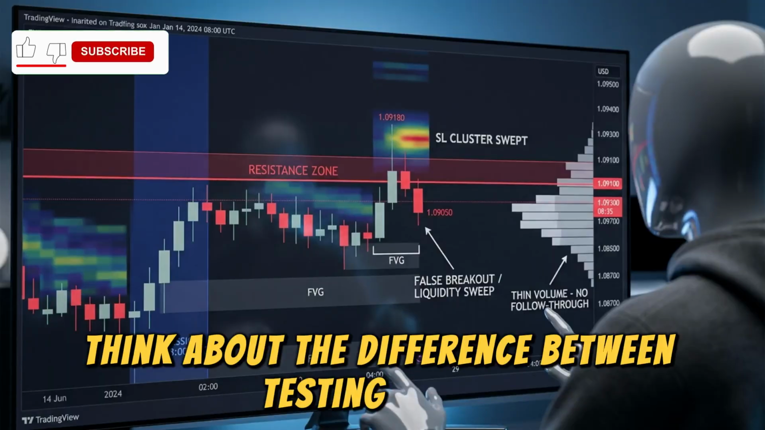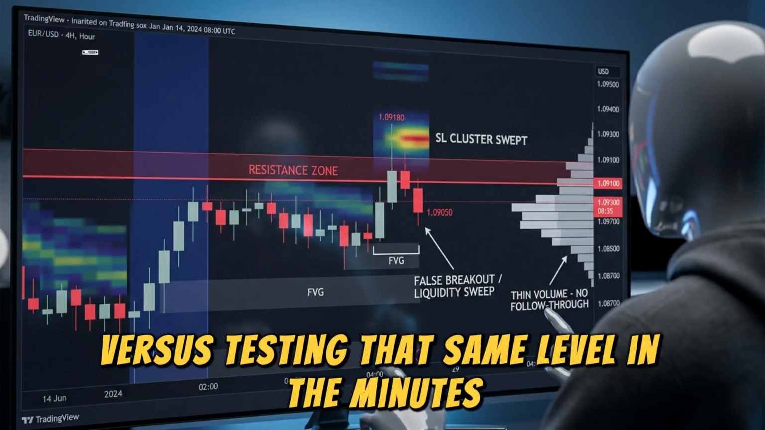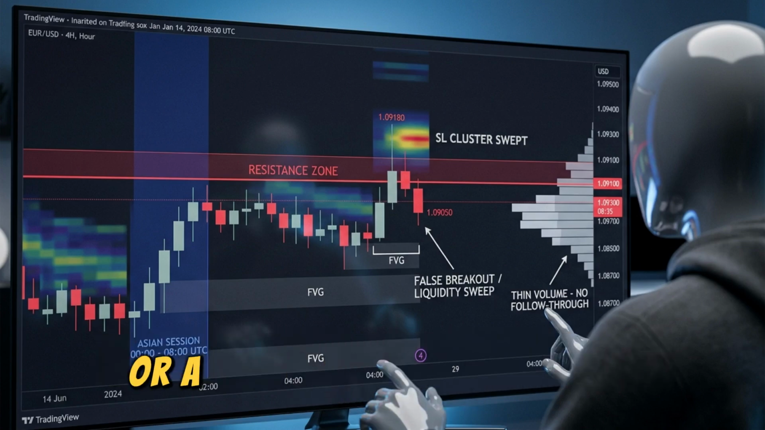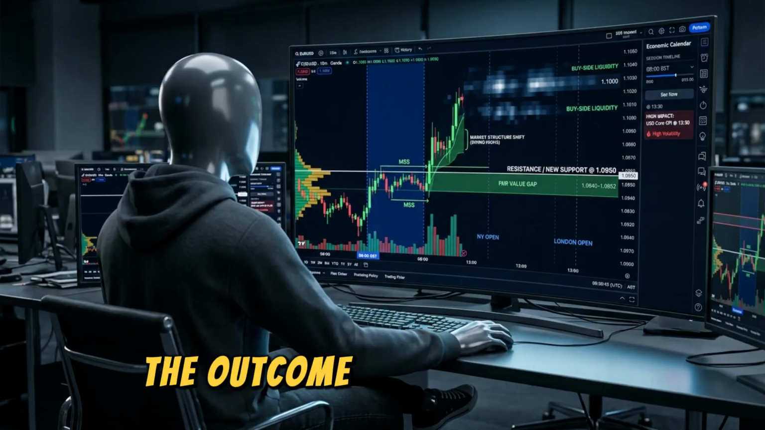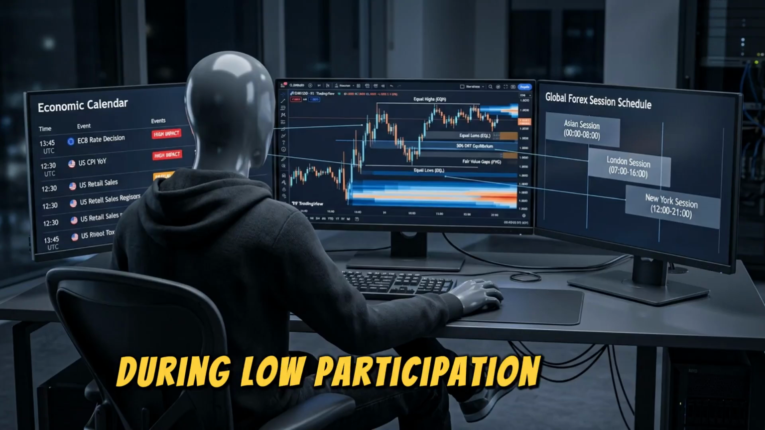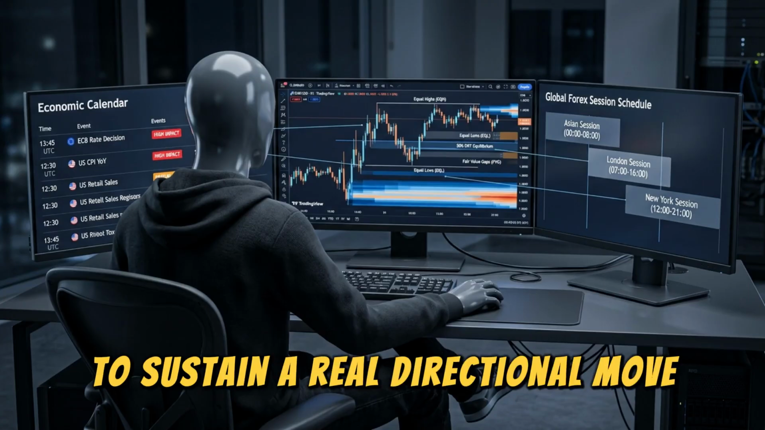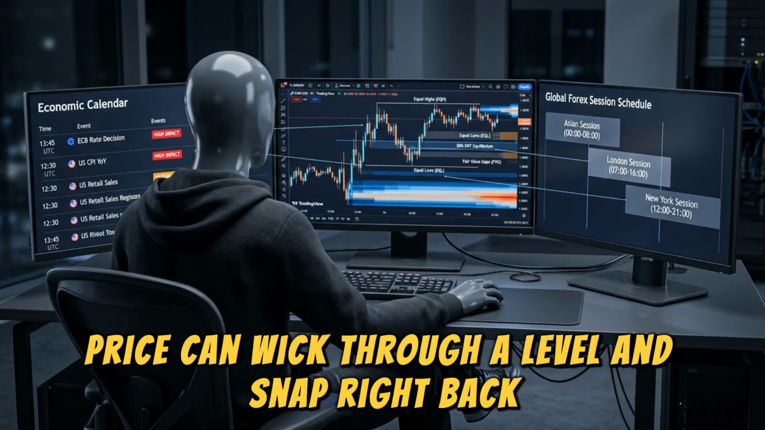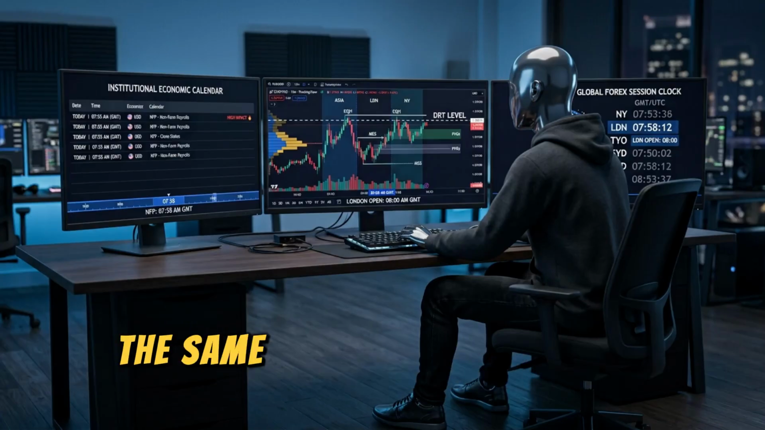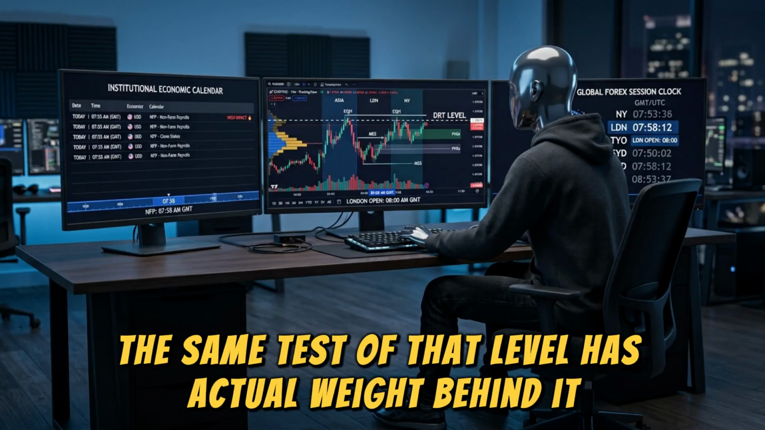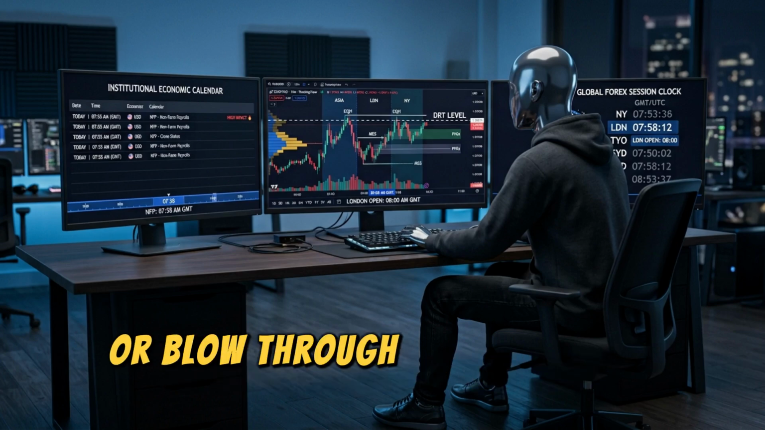Think about the difference between testing a level at 3 in the morning during a quiet Asian session versus testing that same level in the minutes surrounding a major data release or a London or New York Open. The chart pattern might be identical in both scenarios. The outcome almost never is. During low participation hours, there simply isn't enough volume behind any single push to sustain a real directional move. Price can wick through a level and snap right back, stopping out anyone who anticipated a clean break. During high participation windows, the same test of that level has actual weight behind it, because enough market participants are engaged simultaneously to either respect the level or blow through it with follow-through.